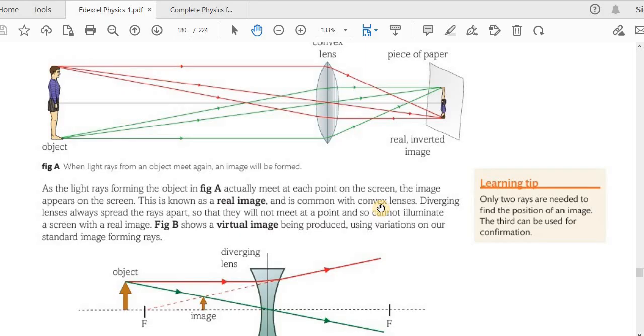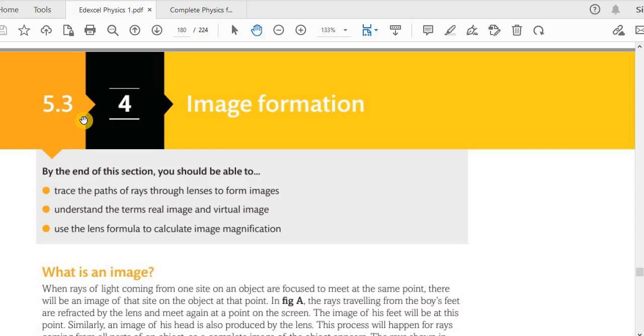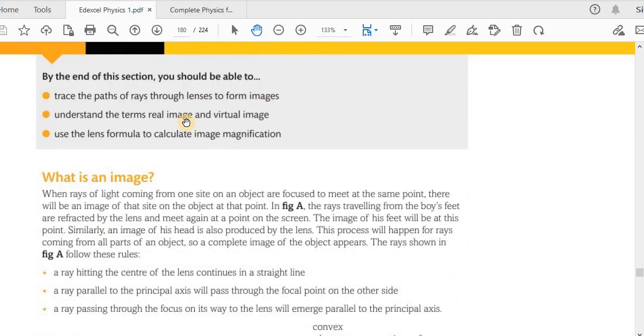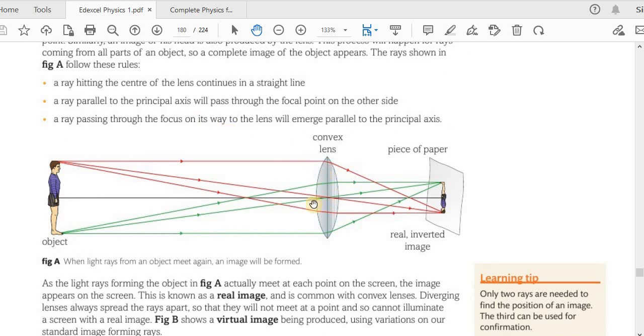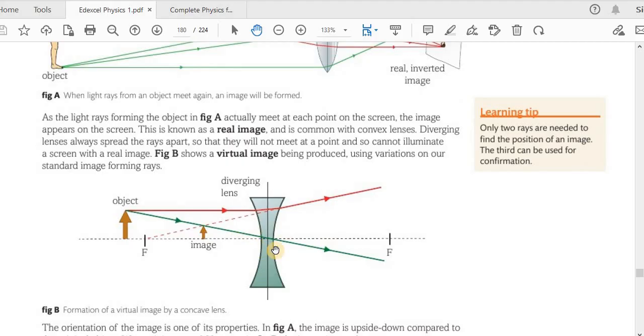If you have used a magnifying glass, the magnifying glass is a convex lens. It's thick in the middle, thin at the edges. I explained the difference between convex lens and concave lens in the previous video. We are in chapter 5.3.4. I think in 5.3.3 I explained about lenses. So a convex lens is thick in the middle and thin at the edges. A concave lens is thin in the middle, thick at the edges.